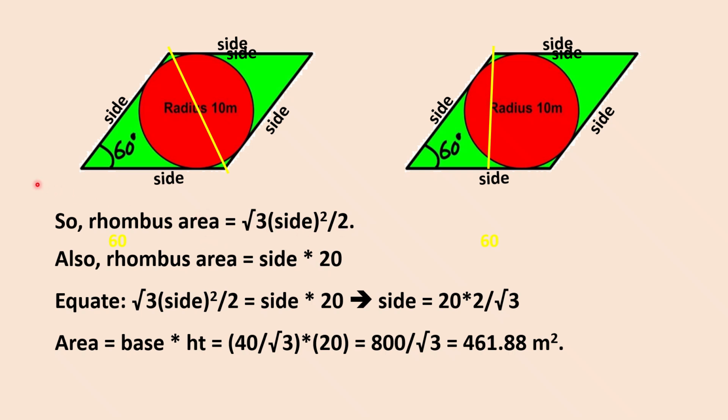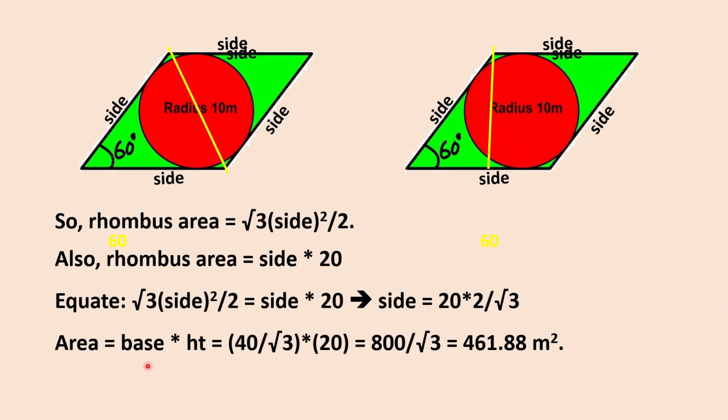Also, rhombus area is base into altitude, that is side into 20, because the radius is 10 so the diameter would be 20. Both of them are giving the rhombus area. So root 3 side square by 2 is equal to side into 20. Solving it, we get side equal to 40 by root 3.